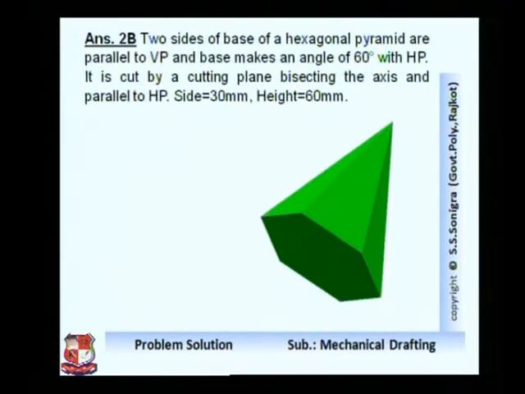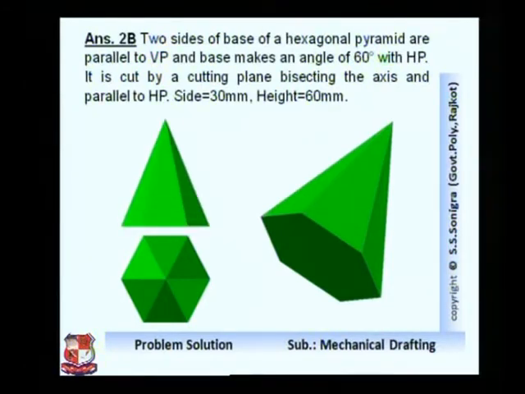So what should be its top view, and what should be its front view? As it's lying on HP, its top view would be a hexagon and its front view would be a triangle. So its top view would be like this, a hexagon such that its two sides are parallel to the XY line. Because two sides are parallel to the vertical plane, we have to draw the hexagon like this only. This is the top view and this is the front view.